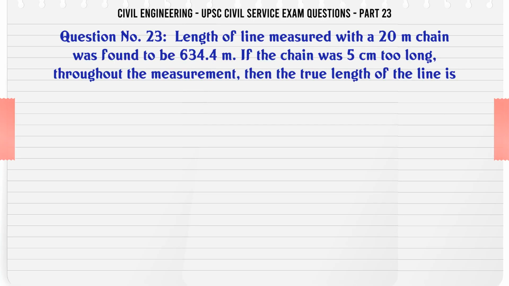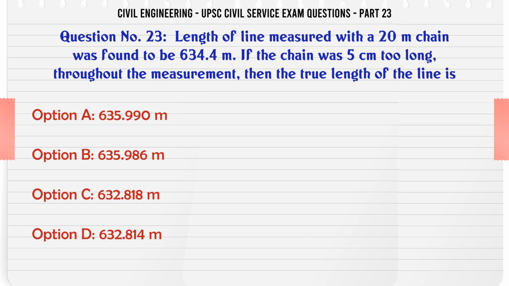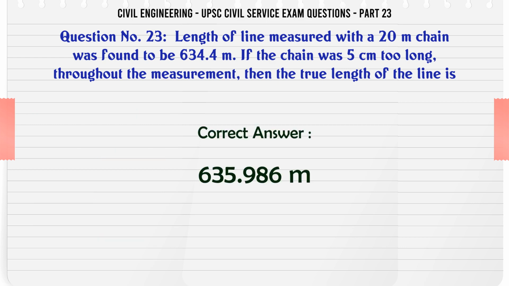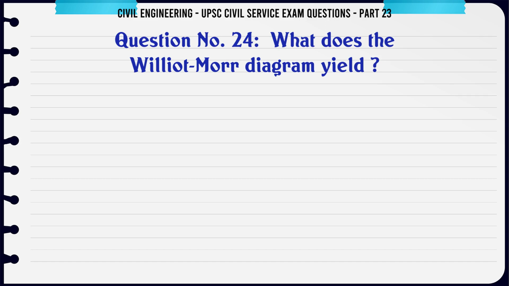Length of line measured with a 20 m chain was found to be 634.4 m. If the chain was 5 cm too long throughout the measurement, then the true length of the line is A. 635.990 m, B. 635.986 m, C. 632.818 m, D. 632.814 m. The correct answer is 635.986 m.